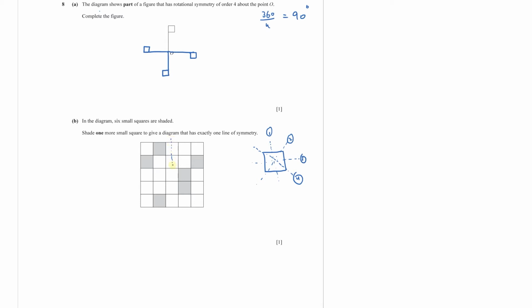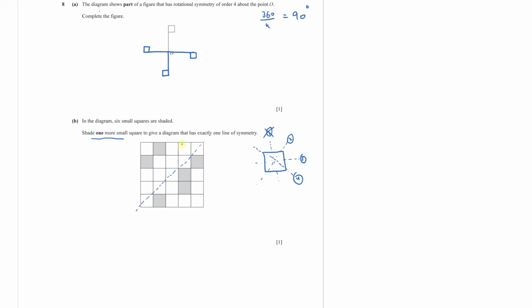Right here. If this is your line of symmetry, that means I have to shade this box here, which is on the other side for the mirror image. This one is already shaded. This one is not shaded, so I have to shade this one as well. But the question states I can shade only one more small square. So that is not correct. So I erase this.